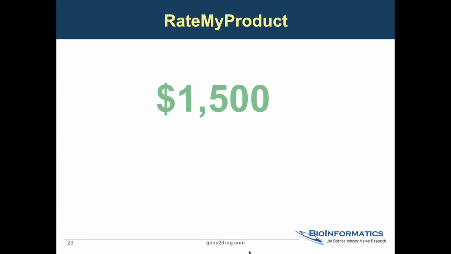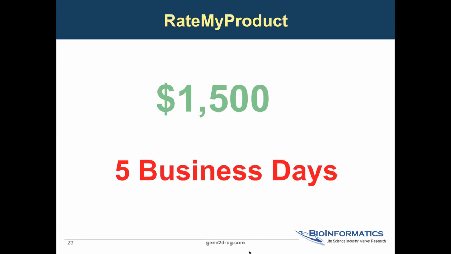One of the features of Rate My Product that our clients are most happy about is the cost. For $1,500, your product will be measured on all of the attributes we've described, and the turnaround is only 5 business days. So now let's talk about some ways you can use this low budget, fast turnaround tool.